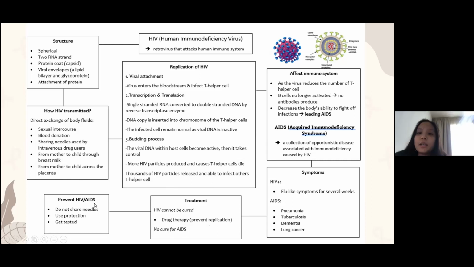So how do you prevent HIV or AIDS? First is to not share syringes when you're taking drugs, and to use protection such as condoms, femidoms, and dental dams, and to get tested.